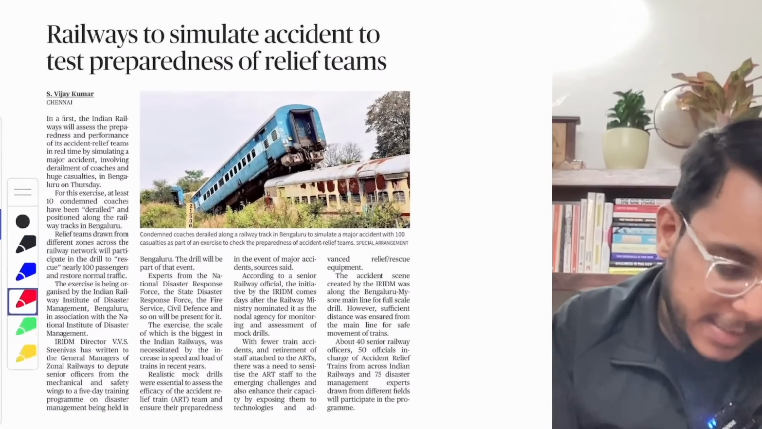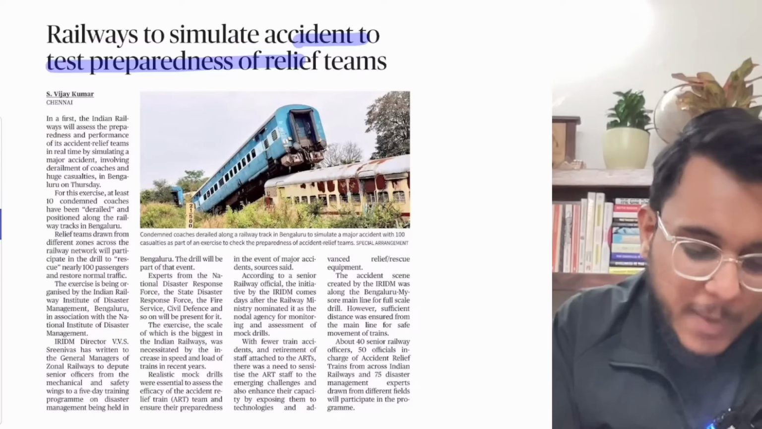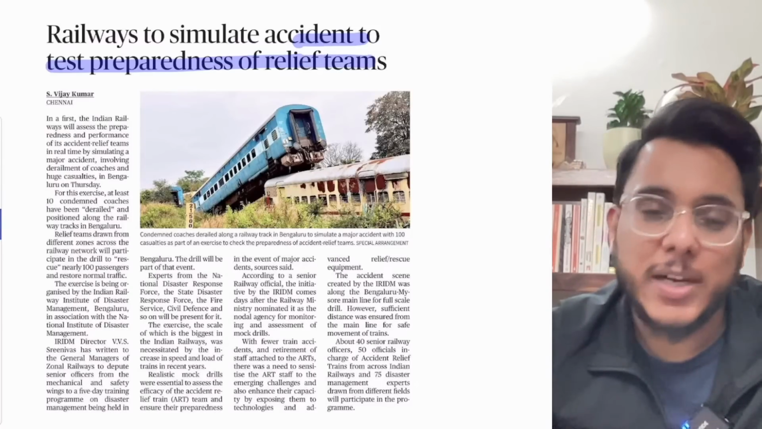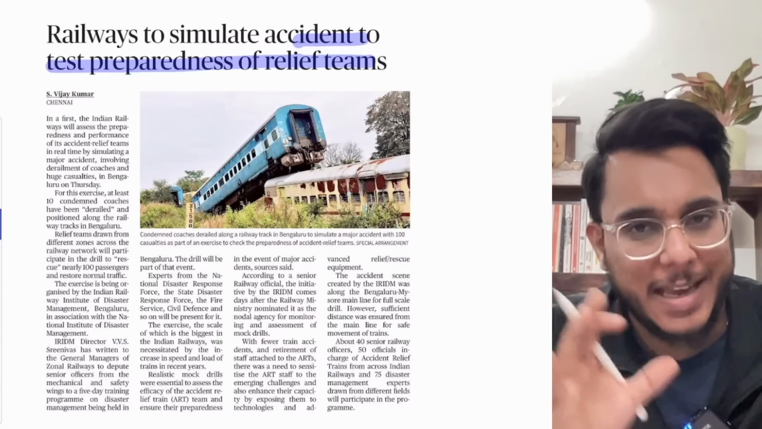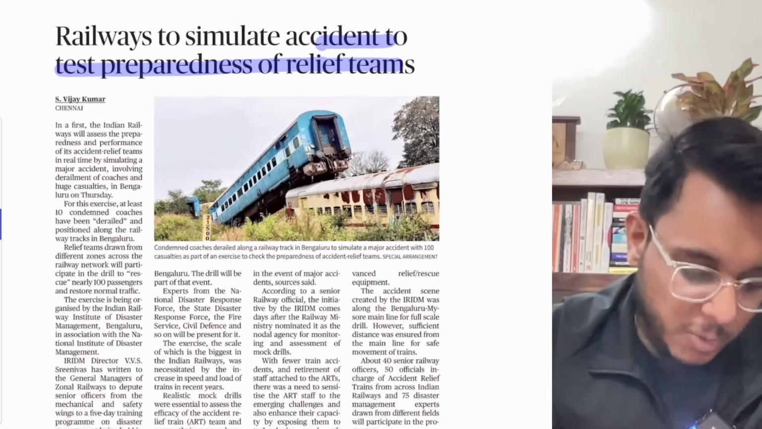Railways to simulate accident to test preparedness of the relief teams. Now, guys, for this particular article, no need to take notes. Just as a one-line case study, we can add it into the answers if any question on railway safety comes. So what has happened?